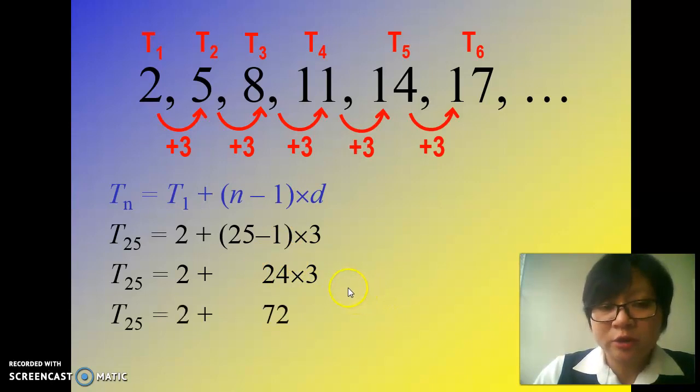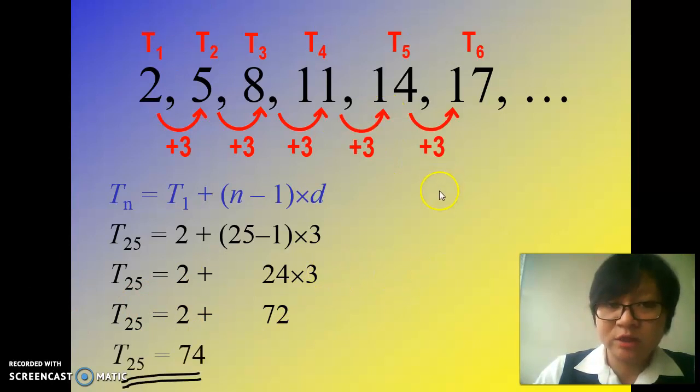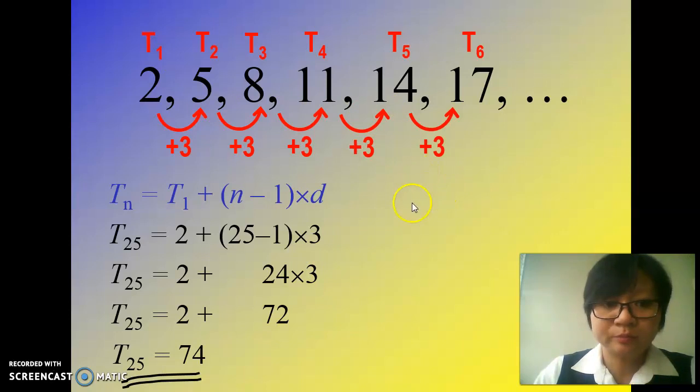After multiplication, the last one is addition. So the 25th term of this sequence is 74. This is an example of an arithmetic sequence in ascending order.